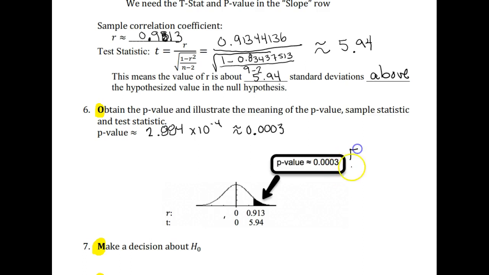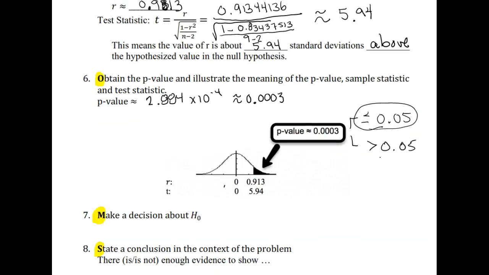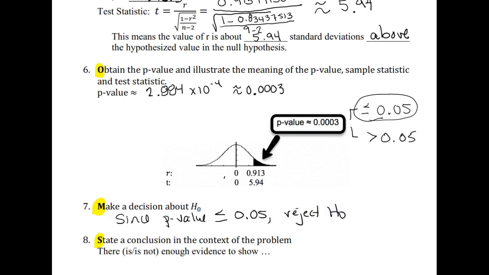And then the p-value is this tail area here, which is roughly about 0.0003. So keep in mind, we're going to then compare that to the value of alpha, which was given to be 0.05. And so this p-value is either less than or equal to 0.05, or it's strictly greater than 0.05. And it is much smaller than 0.05. So in this case, our p-value is less than or equal to alpha.